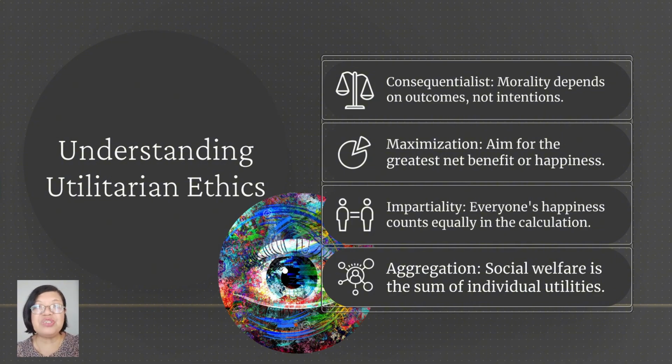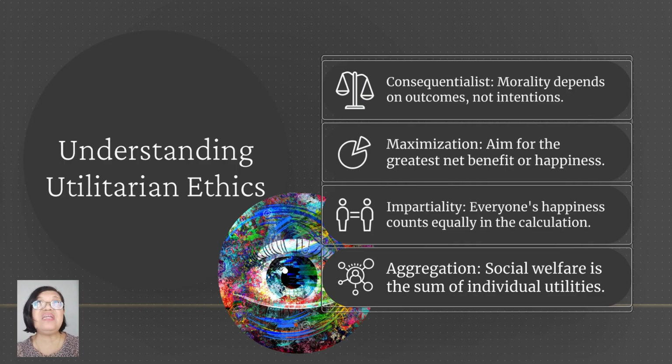These are the four features of utilitarianism. One, consequentialism, which focuses on results and not the intentions. Two, maximization, which seeks the greatest net benefit. Three, impartiality, which means that everyone's happiness counts equally. And four, aggregation, or that the social welfare is the sum of individual utilities. For public administrators, this translates into policy analysis, cost-benefit studies, and impact assessment.